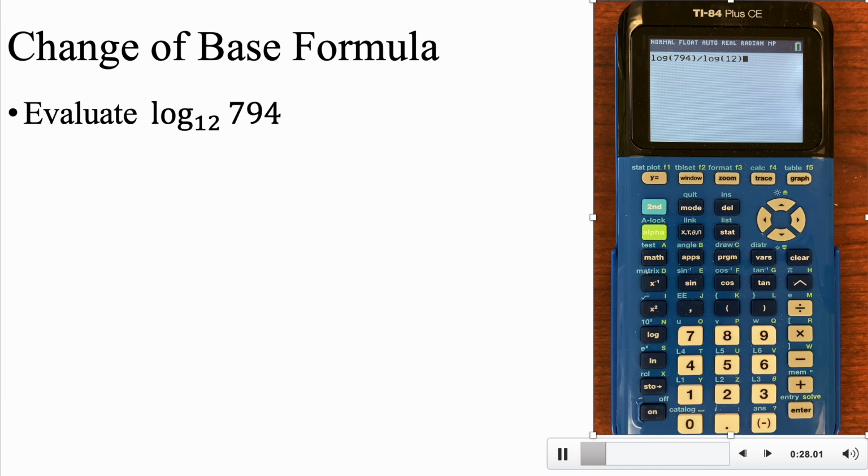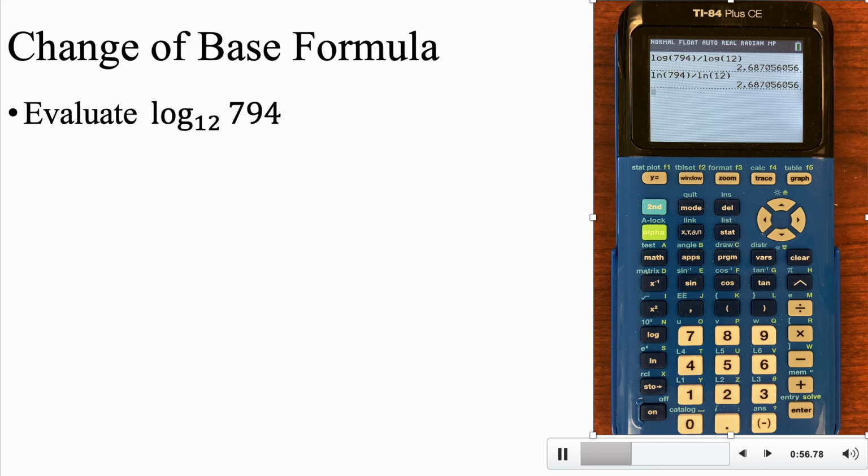We always want to make sure we're closing off our parentheses when we're using our log expressions. So we can go ahead and enter, and that's the value of log base 12 of 794. The change of base formula also works if you use ln instead of log. So ln of 794, close the parentheses, divided by ln again of 12, close the parentheses, and we can see we have the exact same answer.